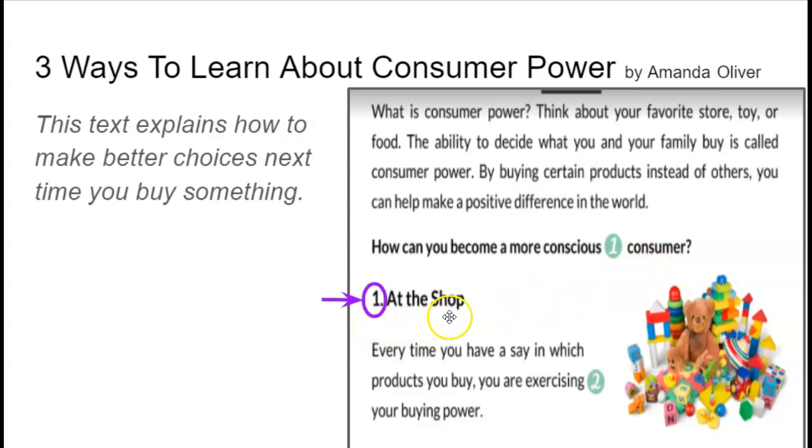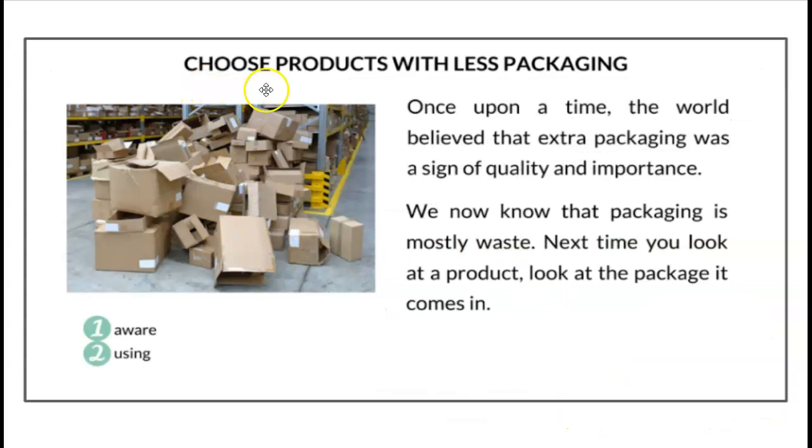So now you need to start taking notes for sure of all the details, because you see that 1 here. Every time you have a say in which products you buy, you are exercising your buying power. Exercising meaning using. Choose products with less packaging.